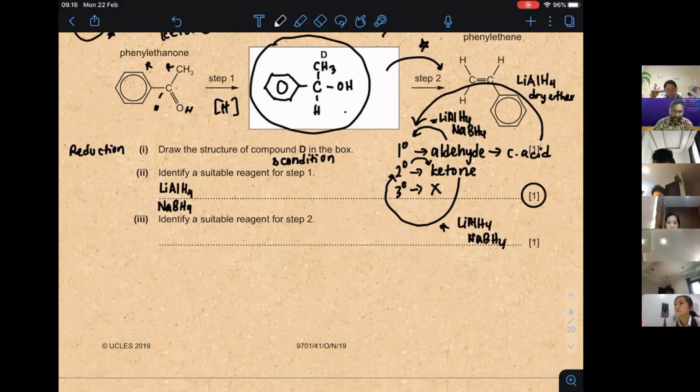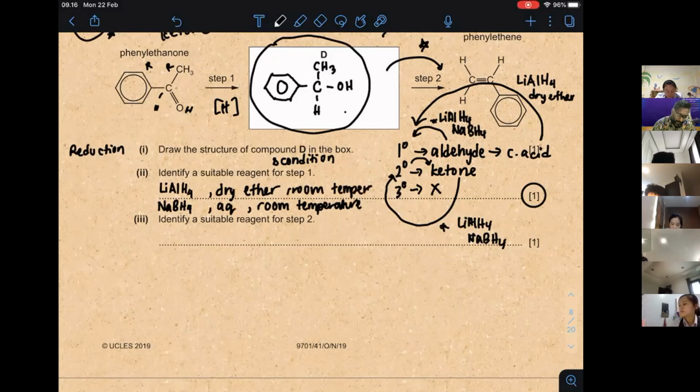But if they ask for the condition, it is in dry ether, and this one is going to be aqueous condition, and then it is going to be room temperature, and I think this one is also room temperature. Again, nothing will change over here.